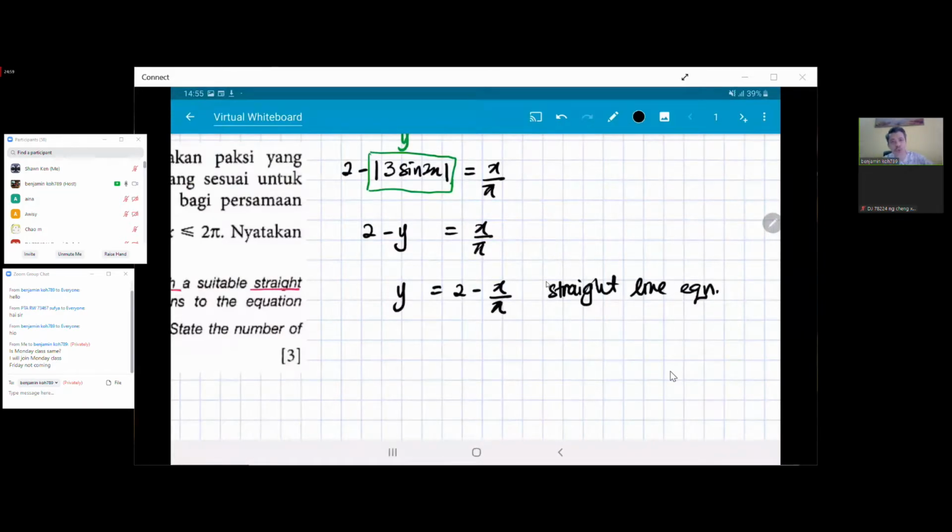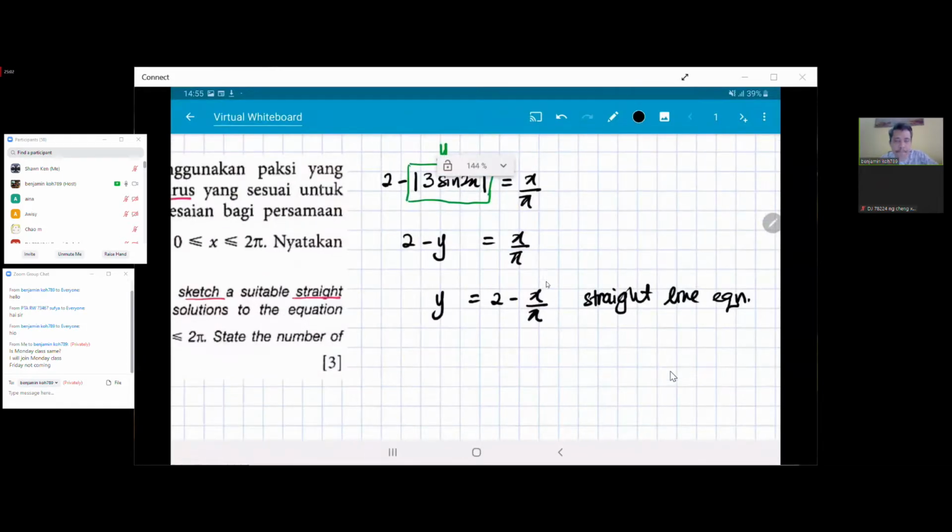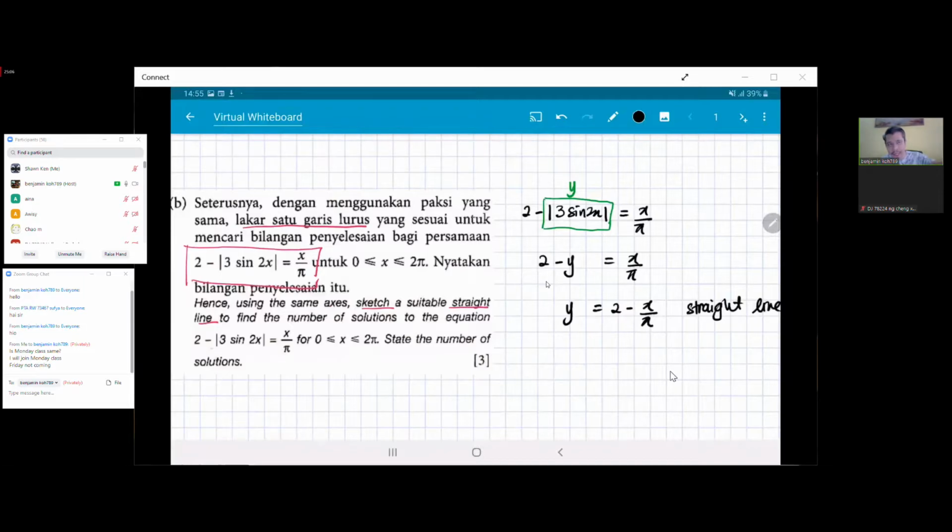So whatever they give you in part B, you have to bandingkan dengan part A, cari unsur yang sama. Sometimes you can ganti terus like this. Sometimes you have to arrange a little bit, but there will be elements yang sama. Then you combine, gabungkan, and then you can find your answer.